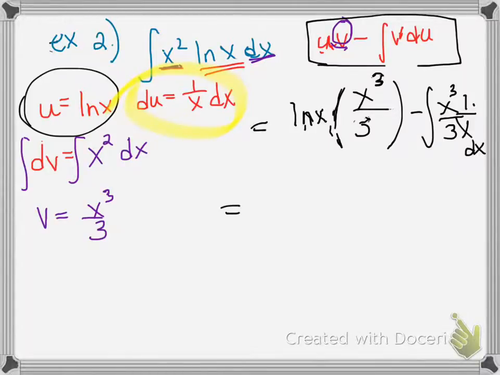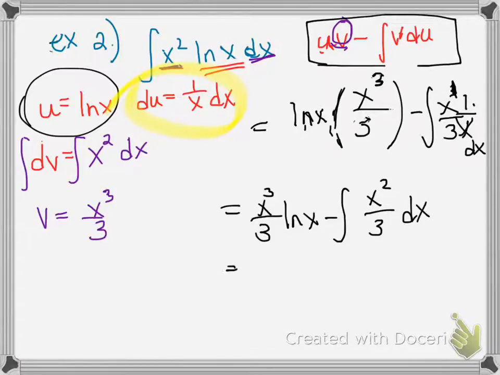So rewrite that a little bit neater. We're going to get x cubed over 3 times the natural log of x minus the integral of this x cancels out with one of these x's. So now I have x squared over 3 dx, which is x cubed over 3 natural log of x minus 1/3 integral of x squared dx.